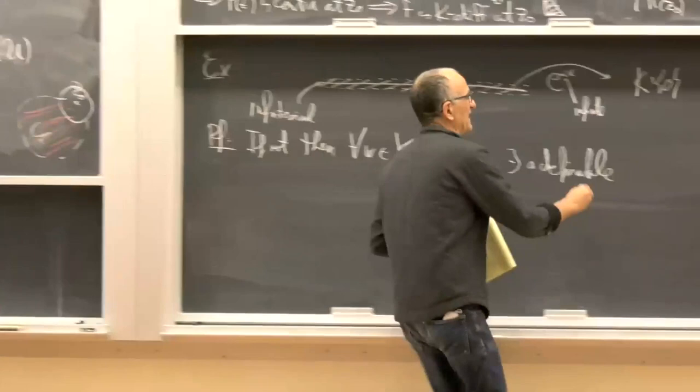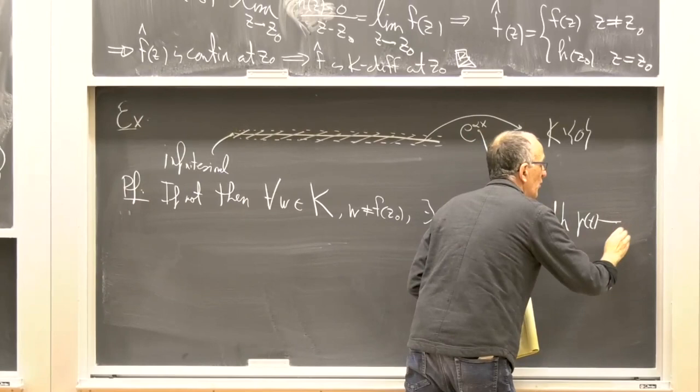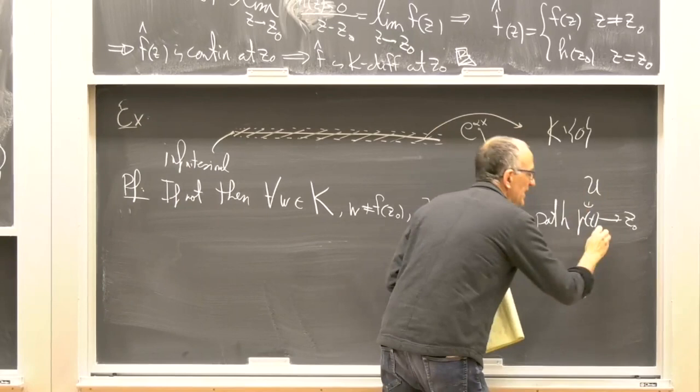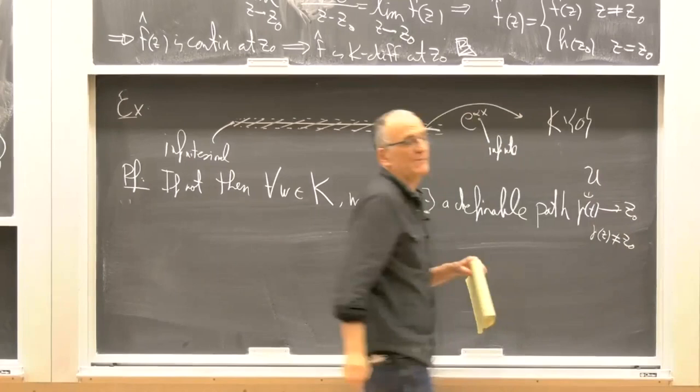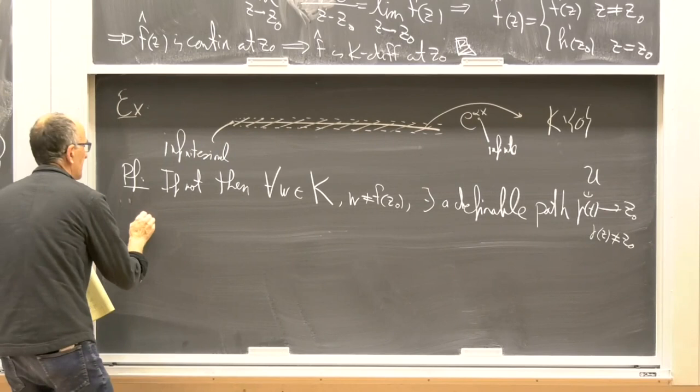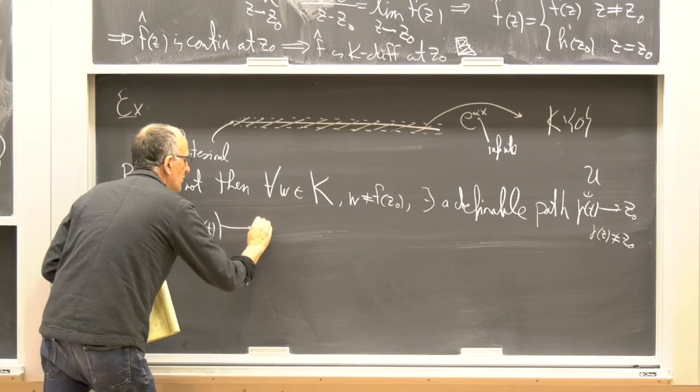So there is a definable path, let's say gamma(t), approaching Z zero in U. And we can make sure that gamma(t) is different than Z zero. We don't care what happens at Z zero. We don't want an eventually constant function, such that f of gamma(t) approaches W.